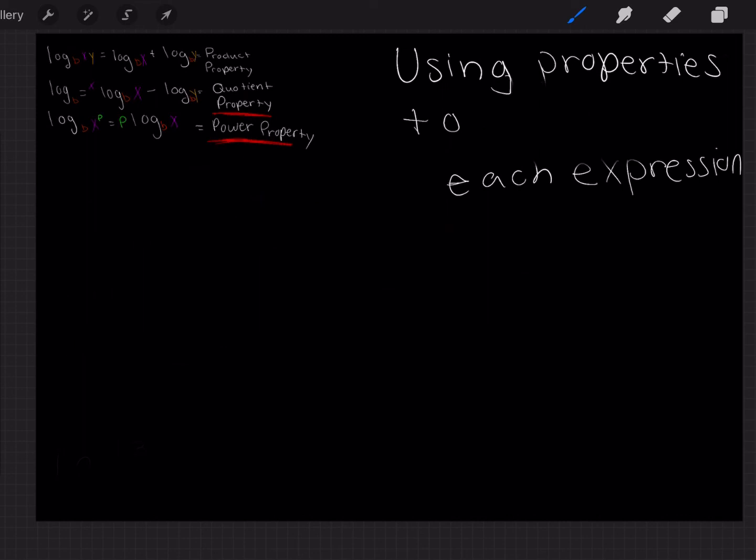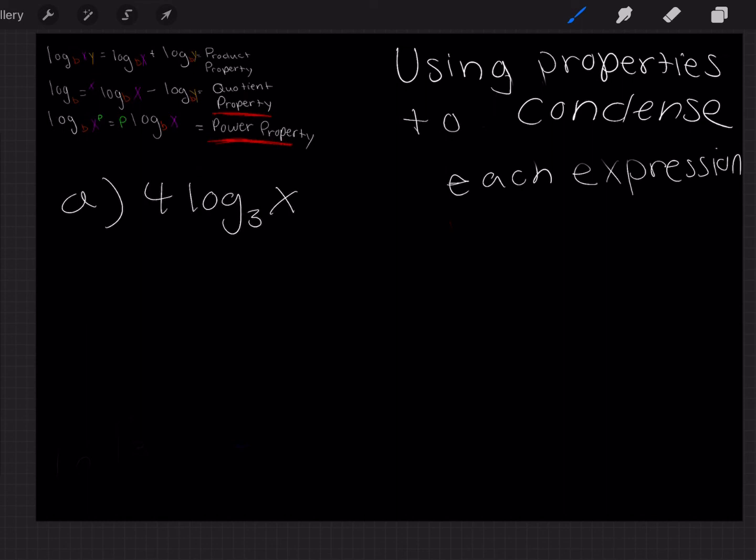Now using properties to condense, so doing the opposite of what we just did. We have 4 log base 3 of x minus 1/3 log base 3 of x plus 6. So we can reverse our power property, and we're going to take our numbers in front and turn them into the exponents.